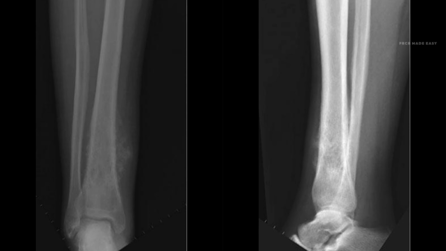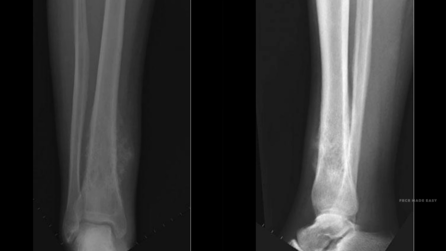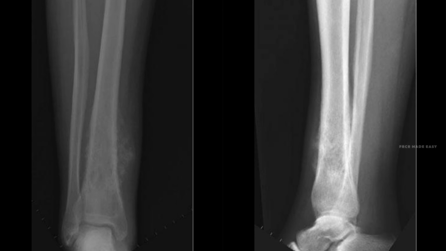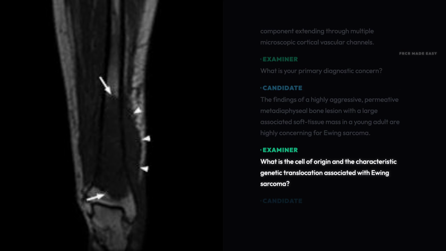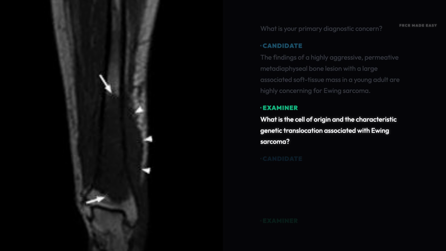The findings of a highly aggressive, permeative metadiaphyseal bone lesion with a large associated soft tissue mass in a young adult are highly concerning for Ewing sarcoma. What is the cell of origin and the characteristic genetic translocation associated with Ewing sarcoma?